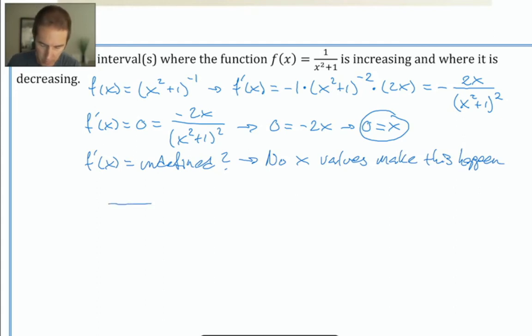So I'm going to take my number line, I'm going to put 0 here, and then we're going to test the two intervals created by that critical number. And maybe we'll test x equals negative 1 and x equals positive 1. You can choose any x values you want in those intervals in order to test to see whether your function is increasing or decreasing.